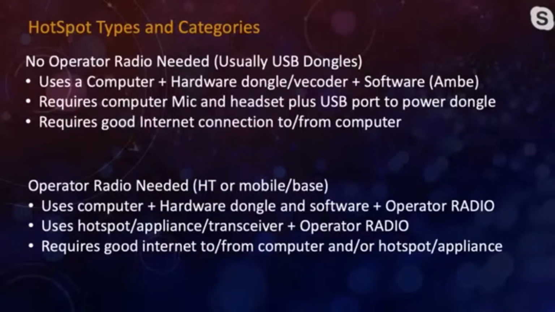Here, one more. There are two ways. One way, I told you. The second way is where an operator radio is needed, HT or mobile base. Uses a computer plus a hardware dongle and software and an operator radio. That is the person who is operating the RF radio. Uses hotspot, appliances, transceiver plus operator radio. Requires good internet to and from the computer and/or hotspot. Okay, so here you have a different system. You use a hotspot, and you need a radio also in order to connect. Like the last slide we discussed.